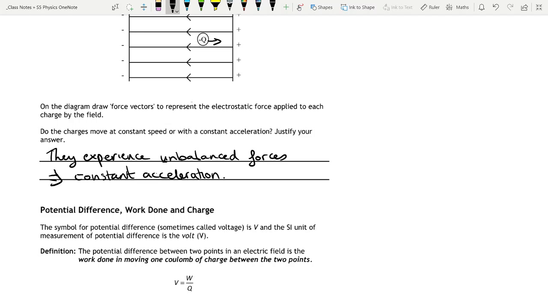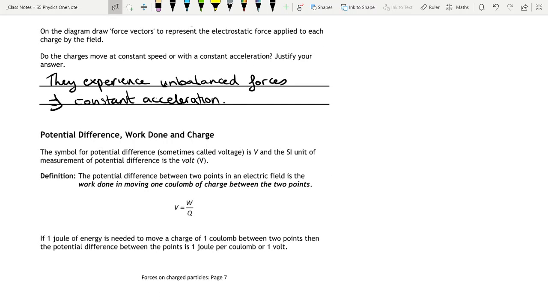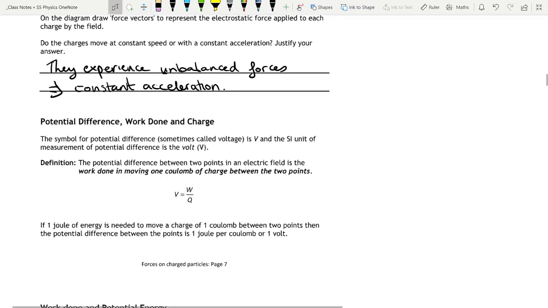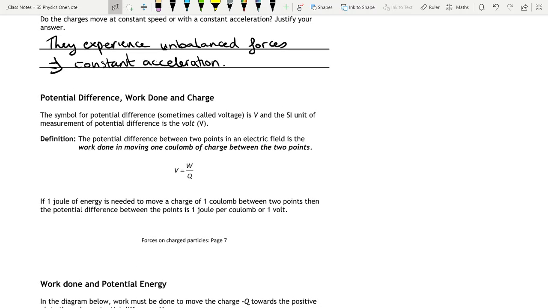Right, so an equation that you have come across, I think, in third year: potential difference, work done, and charge. But you didn't really talk about what it meant. You just were given an equation. So, the simple potential difference is V, or voltage. The SI unit is the volt. So, the definition of voltage that you need to know is the potential difference between 2 points in an electric field is the work done, or the energy provided, in moving 1 coulomb of charge between the 2 points. Okay, so that's really what that equation means.